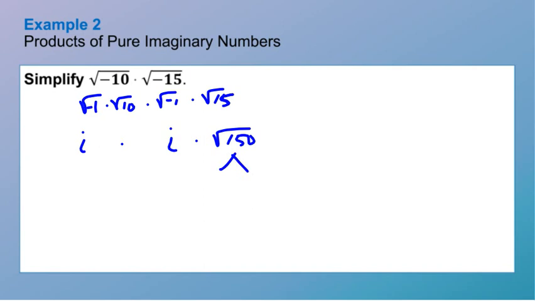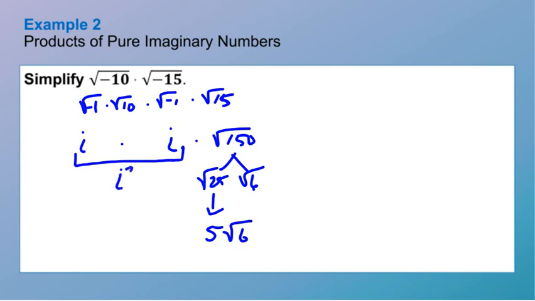Then I can break this down. So square root of 150 divided by 25. So square root of 25 times the square root of 6. Square root of 25 is 5, square root of 6. And then i times i gives you i squared. And we know that i squared is equal to -1. So -1 times 5 square root of 6 will give us -5 square root of 6.